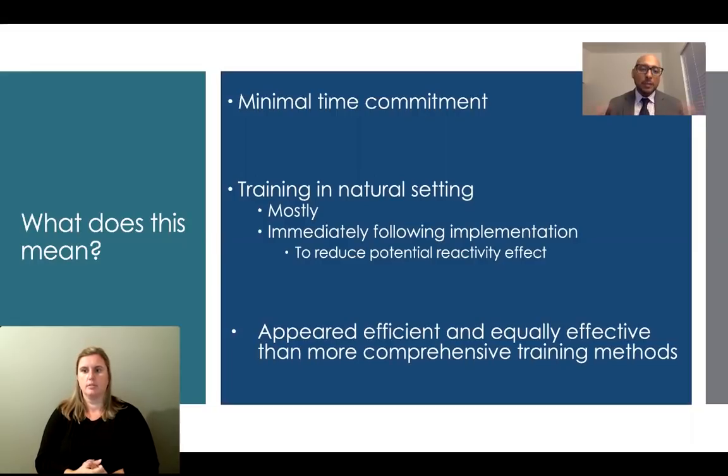The minimal time commitment that it requires can also strengthen the idea that teachers, actual special education teachers, could provide this kind of training on a consistent basis, so that the skills trained to paraeducators can be trained to acquisition, but also monitored for maintenance.